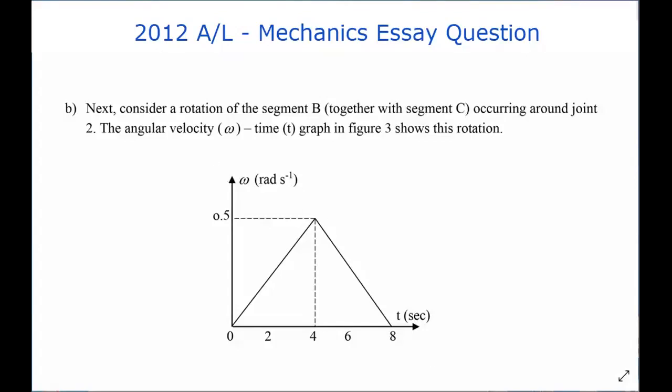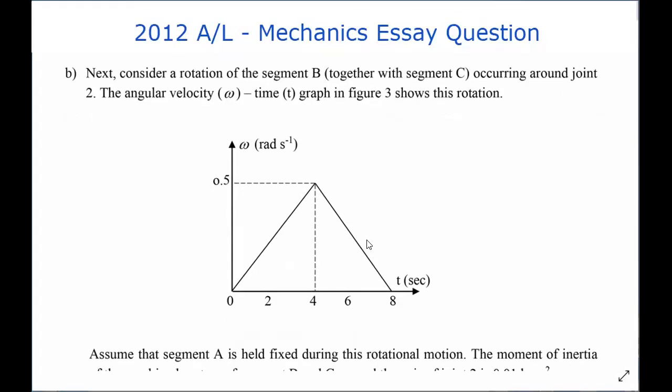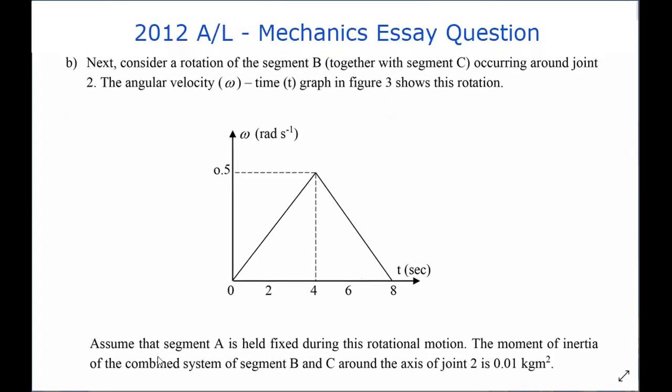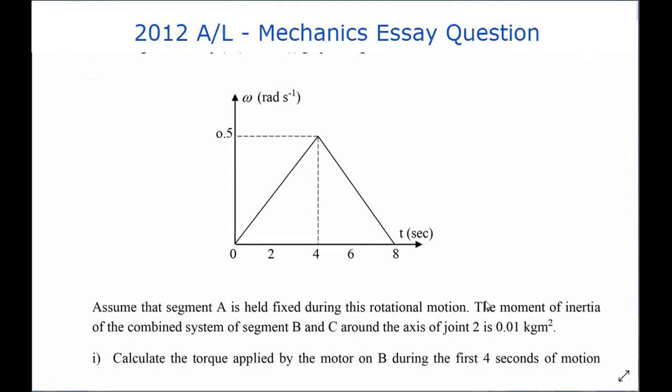So we came to the page. Next, consider the rotational motion of segment B. I have shown you segment B together with segment C occurring around joint 2. The angular velocity time graph is shown in figure 3. So this is figure 3. What do they ask? Assuming that segment A is held fixed during this rotational motion. So segment A is not moving, only B and C sections are rotated. Actually, segment B rotates about point 2.